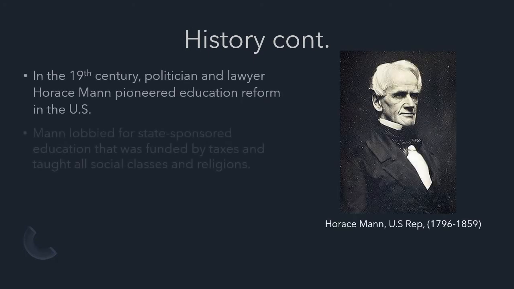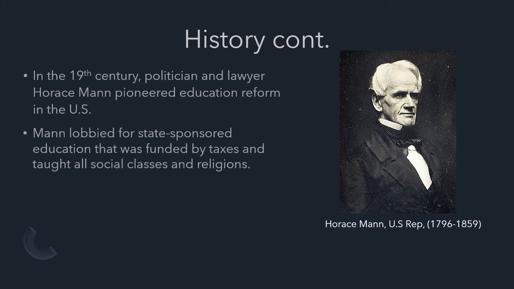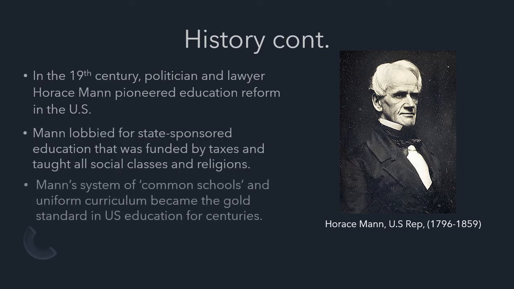In the 19th century, politician and lawyer Horace Mann pioneered education reform in the United States. Mann lobbied for state-sponsored education that was funded by taxes and taught all social classes and religions. Horace Mann believed that all people should have a right to a free and accessible education. He created a system of common schools in which there was supposedly a uniform curriculum. This became the gold standard in U.S. education for nearly 2 centuries.